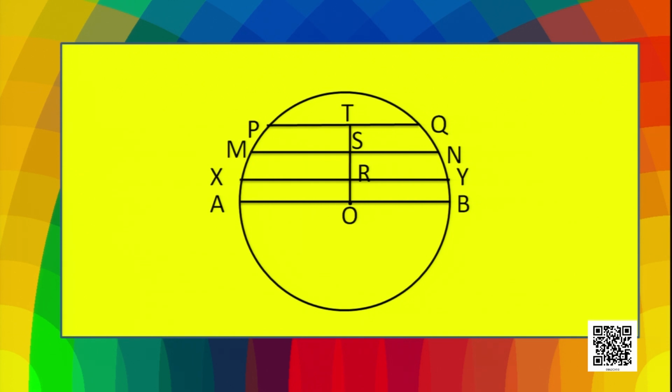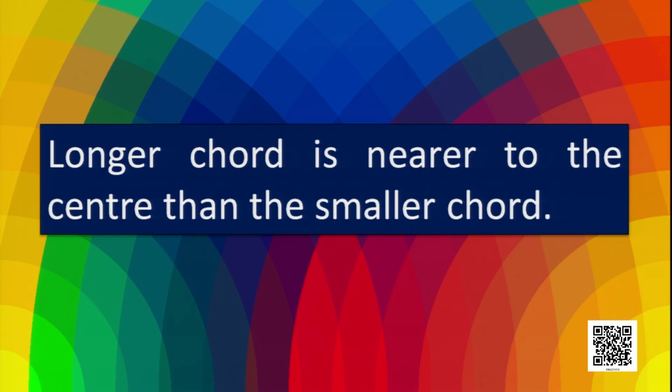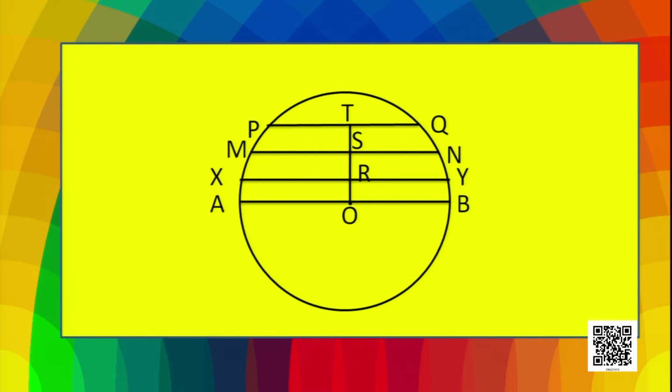As we observe here, as the distance of the chords increases from the center, their lengths grow smaller and smaller. That means we can say that a longer chord is nearer to the center than a smaller chord. As you observe in the figure, the same can be proved. How to prove? Let's see.